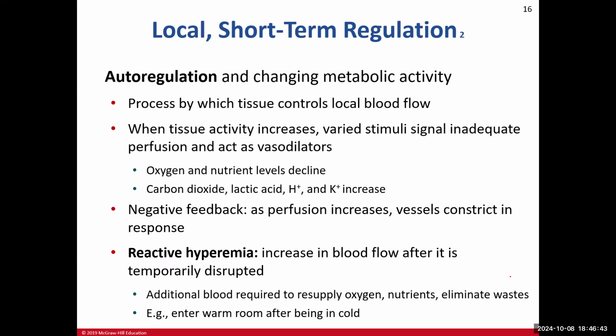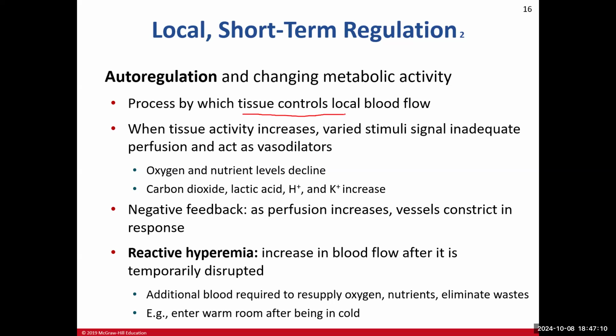All right, the next concept for our local blood flow is autoregulation. As you can see, there's a lot of stuff that goes on in your body that you don't even realize. This is all happening as you're sitting here. Not so much unless you're exercising and whatnot, but as you're sitting here, some of this is occurring. So autoregulation: the process by which tissue controls local blood flow.